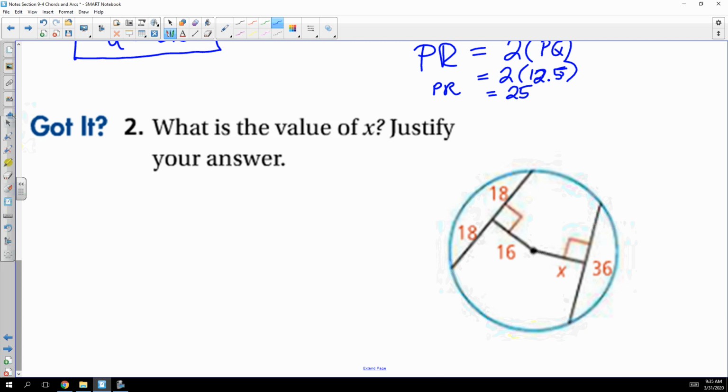So here's what I notice in this picture. I notice that this piece is 18 and this piece is 18. So how much is the total length of this chord? The length of this chord is 36 units, and the length of this chord is also 36 units, right? So we have two chords in the same circle, and they are congruent to one another, right? So they must be equidistant from the center.